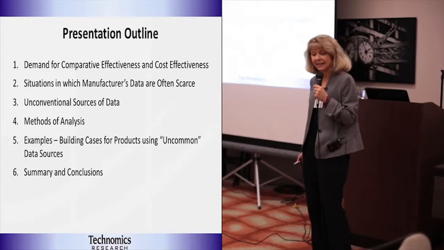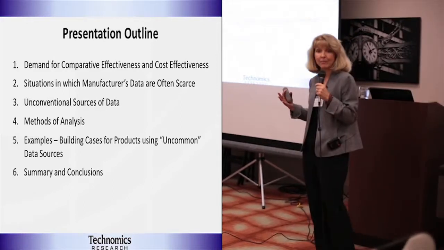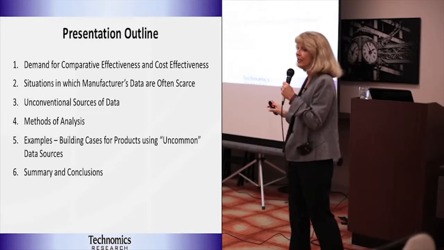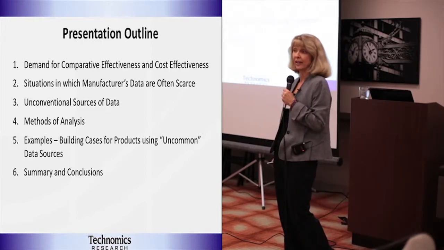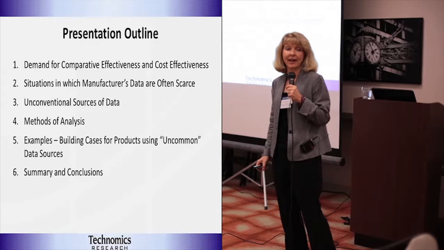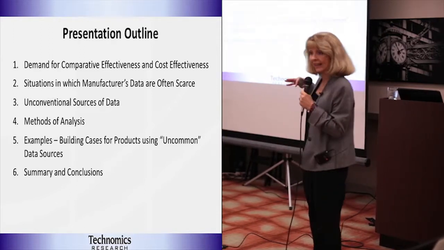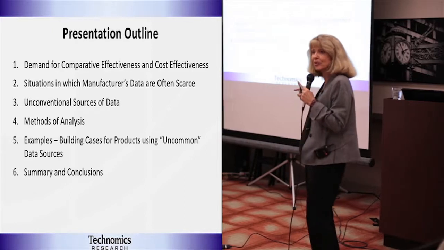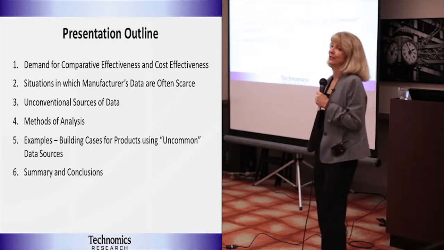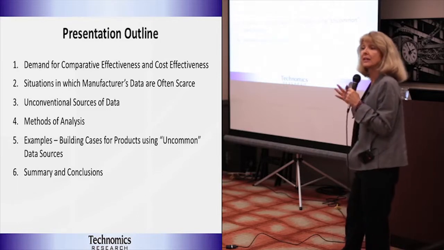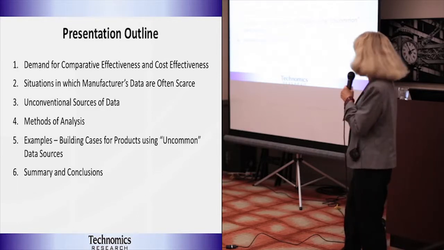Methods of analysis for dealing with this data, because when you're looking at unconventional sources of data, we're usually talking about observational data. And as we know from those evidence rankings, observational data usually gets short shrift compared to randomized controlled trials. So let's talk about ways we can compensate for potential bias in those areas.